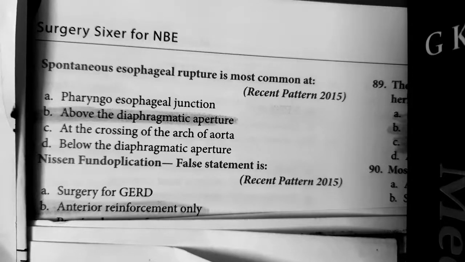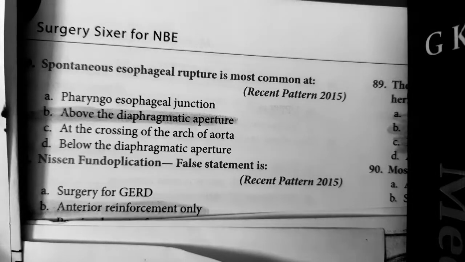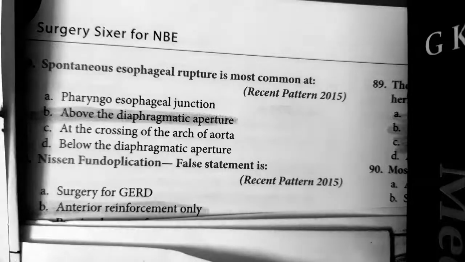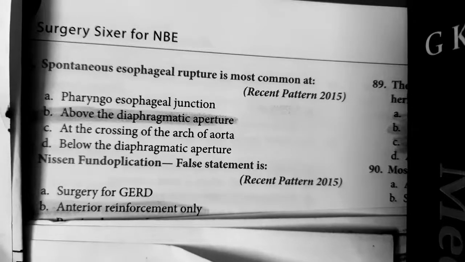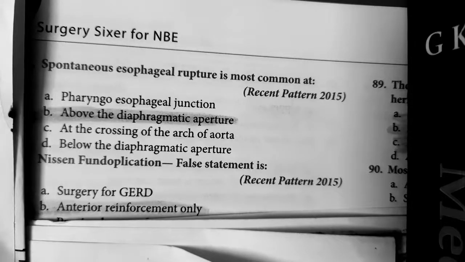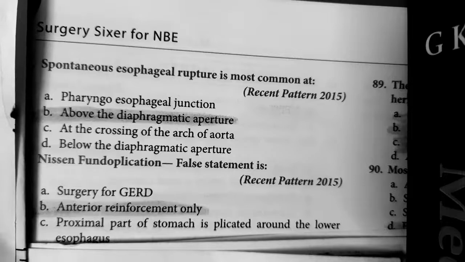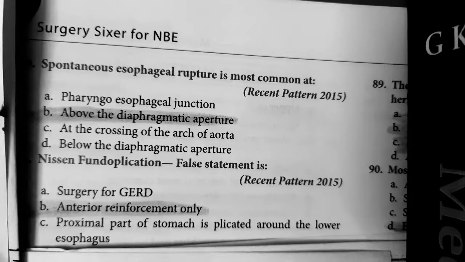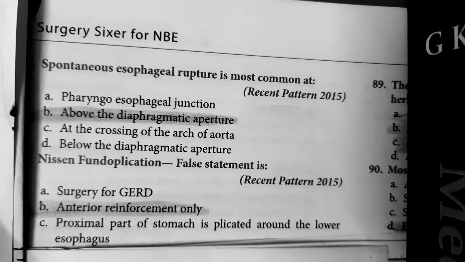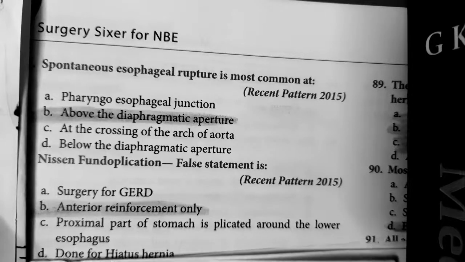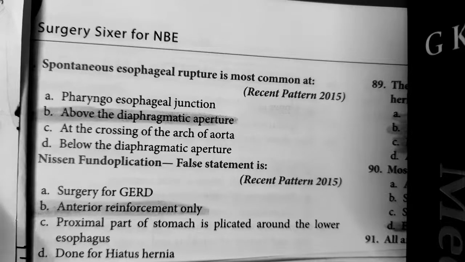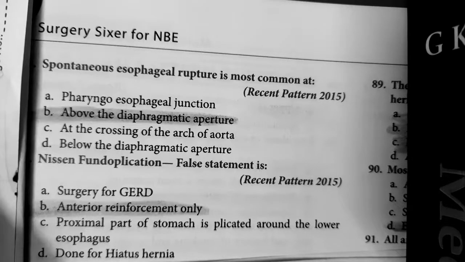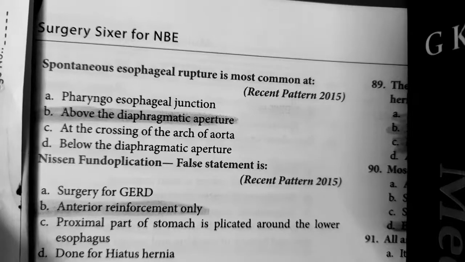Then in which condition do you see anterior reinforcement? Anterior reinforcement is seen mainly in Dor fundoplication, where an anterior wrap of 180 degrees is done. Next statement: the proximal part of the stomach is plicated around the lower esophagus. Yes, in Nissen's fundoplication, you plicate the proximal part of the stomach. This is done for hiatus hernia, and also for gastroesophageal reflux disease.